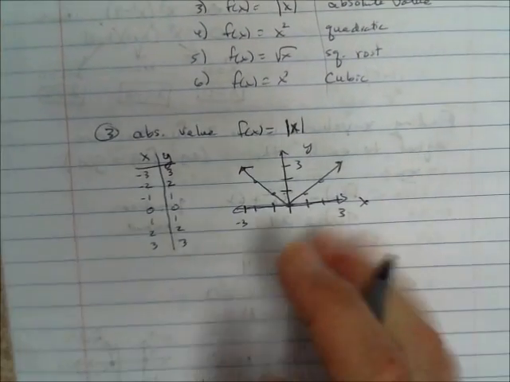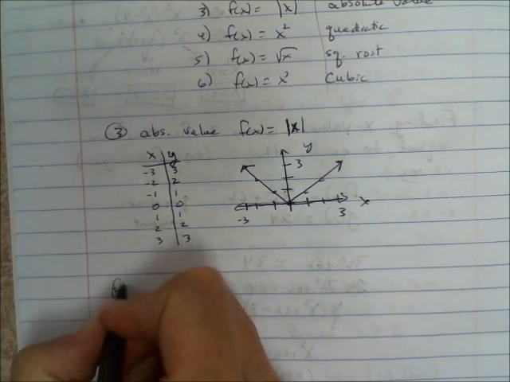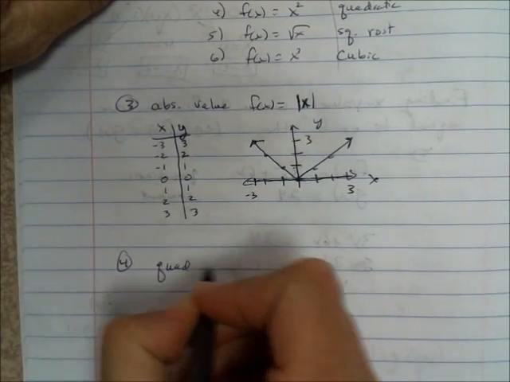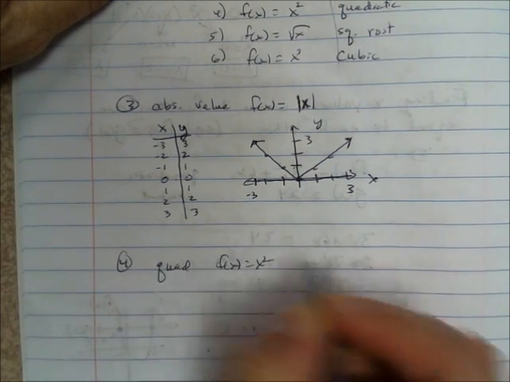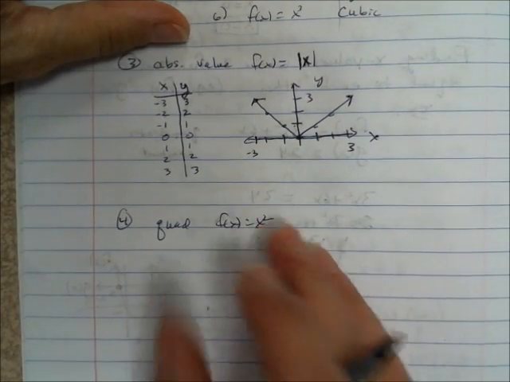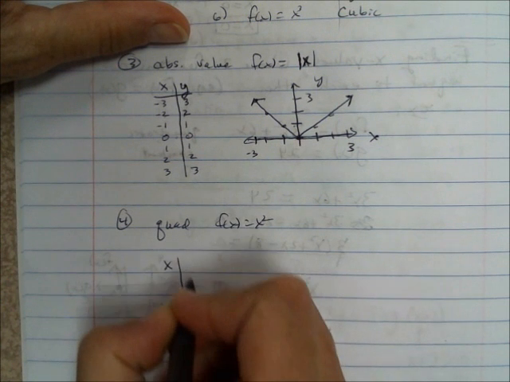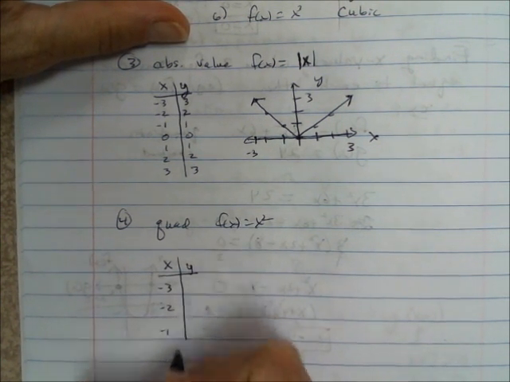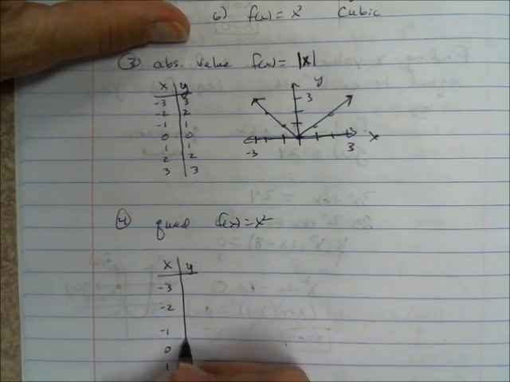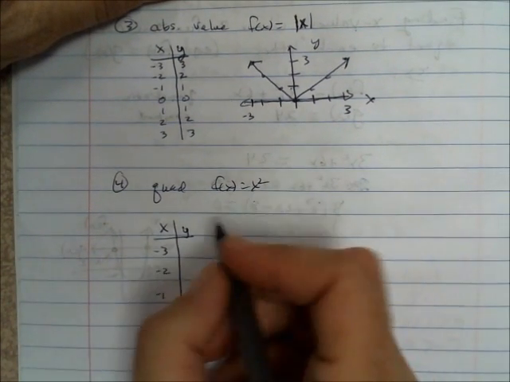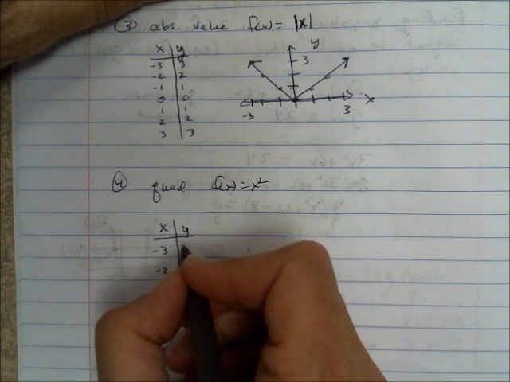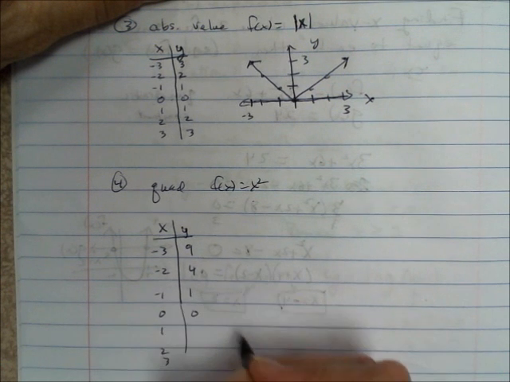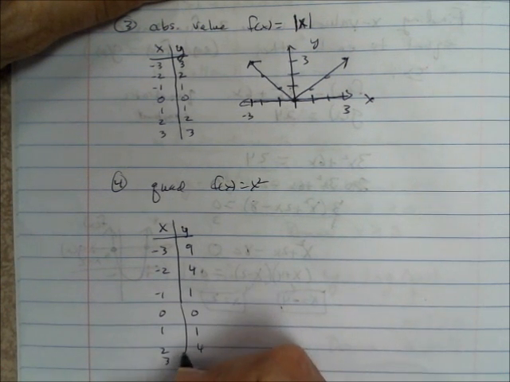The next parent function we're going to talk about, and we've done lots of these in the past, is our quadratic function. F of x is equal to x squared. Again, the domain of this is all real numbers, so you can put anything in your x values that you want. Let's start with -3 again. -3, -2, -1, 0, 1, 2, and 3. And now we're going to square all the x values. So -3 squared is 9, -2 squared is 4, -1 squared is 1, 0 squared is 0, 1 squared is 1, 2 squared is 4, and 3 squared is 9.